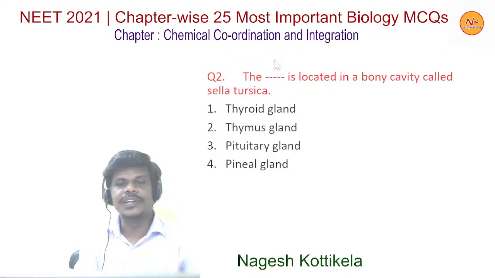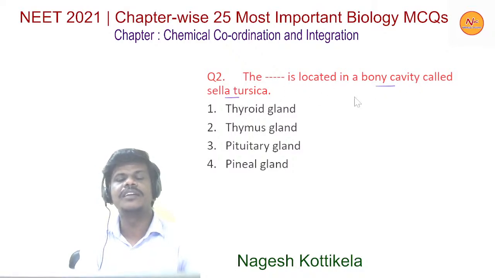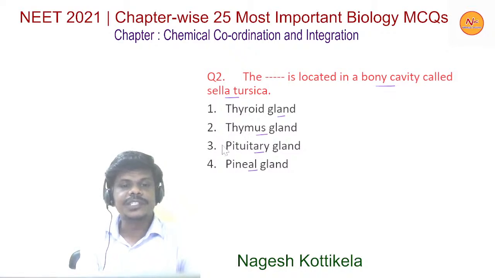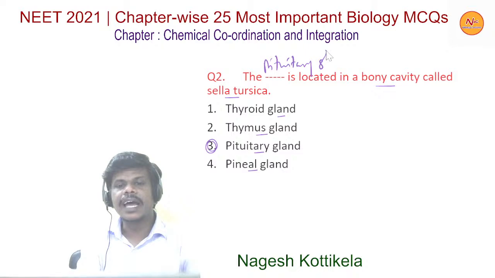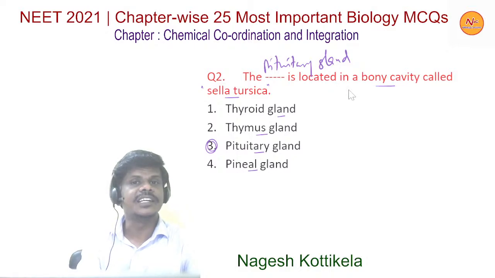Moving to the second question, the dash is located in a bony cavity called sella turcica. So here the first option, thyroid gland, second, thymus gland, third, pituitary gland, and the fourth, pineal gland. And here, among the given options, pituitary gland is the right one. The pituitary gland is located in a bony cavity called sella turcica. It is the bony cavity inside which the pituitary gland is located.